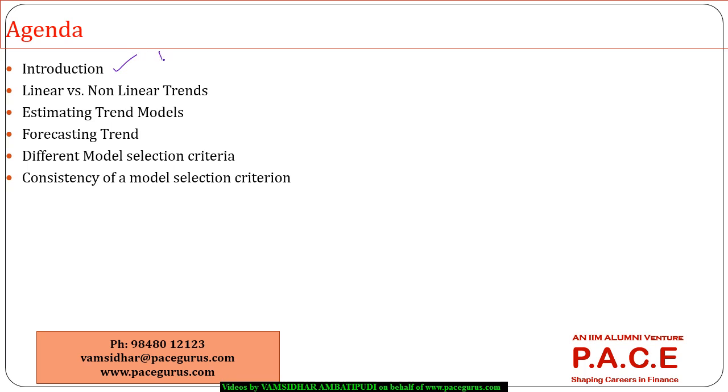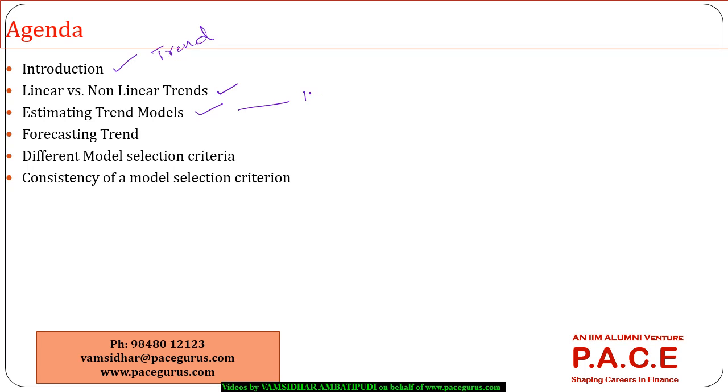So what do we mean by trend? That is something we want to initially look at. Then differentiate between a linear trend versus a non-linear trend. Then how do I estimate the trend model?